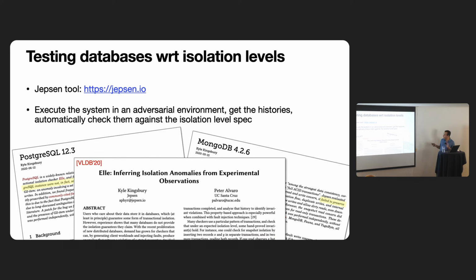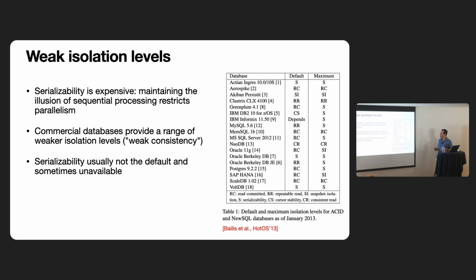I'm not going to talk about checking serializability, but if you're interested, they have a VLDB paper where they explain how they do this, right? So this is just a bit of a sidetrack. Okay, so now I'm going to talk about weak isolation levels.